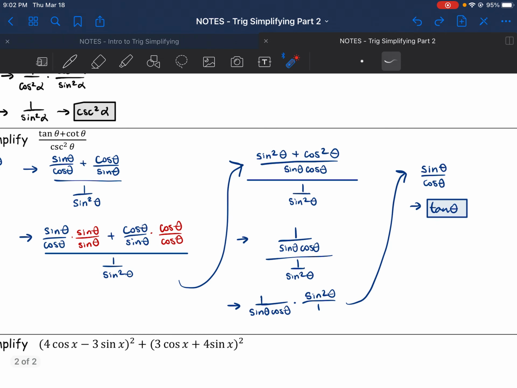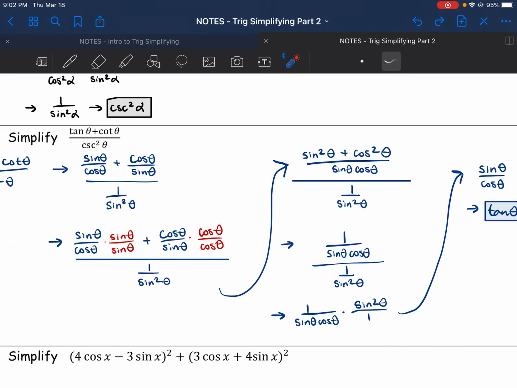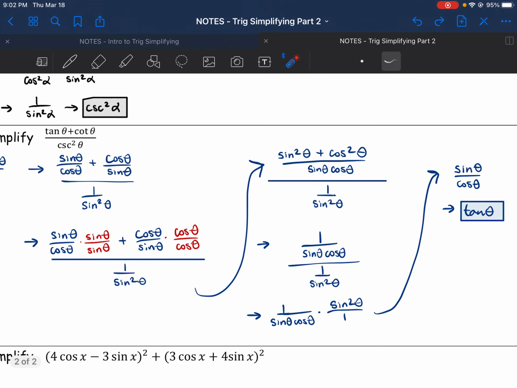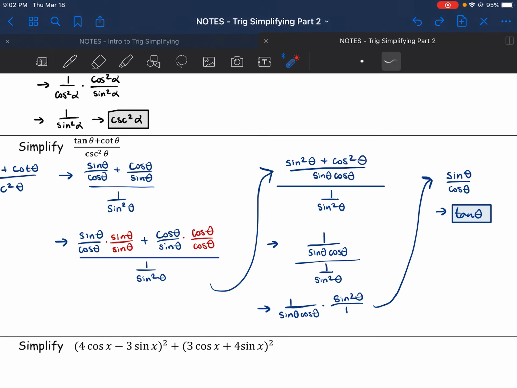So this problem was pretty involved. A lot of fractions. You had to get some common denominators. You had to apply a Pythagorean identity right here. So a very good example of a lot of skills being used in one problem. Okay, if you need to go back and watch that again, I strongly advise it.